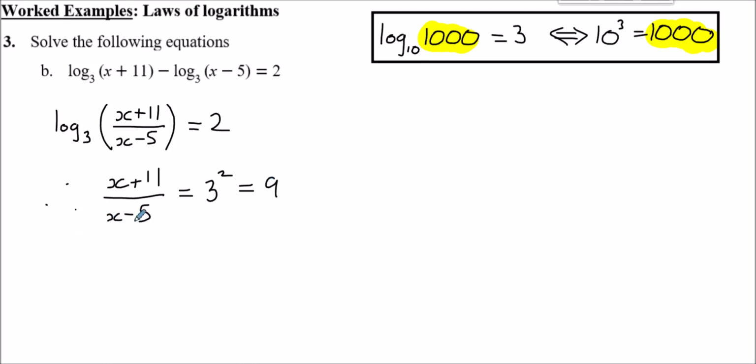So we can now multiply both sides by x minus 5. So now we get x plus 11 equals 9x minus 45. Get the x's to the same side. Get that 8x equals 56. Therefore, divide through by 8. That gives us that x must equal 7.